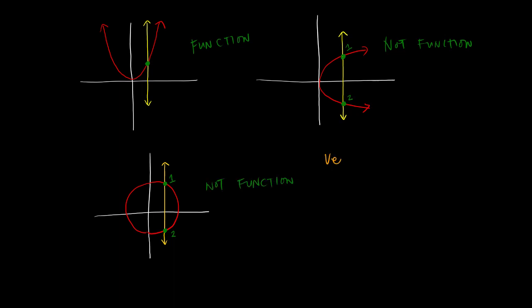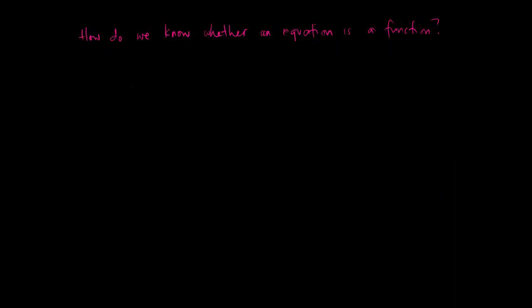Again, we use a vertical line test to identify whether a graph is a function or not. But if a function is written as an equation, how do we know whether that equation is a function or not? One example that I gave a while ago is y equals x squared. How would you know right away that this equation is a function?